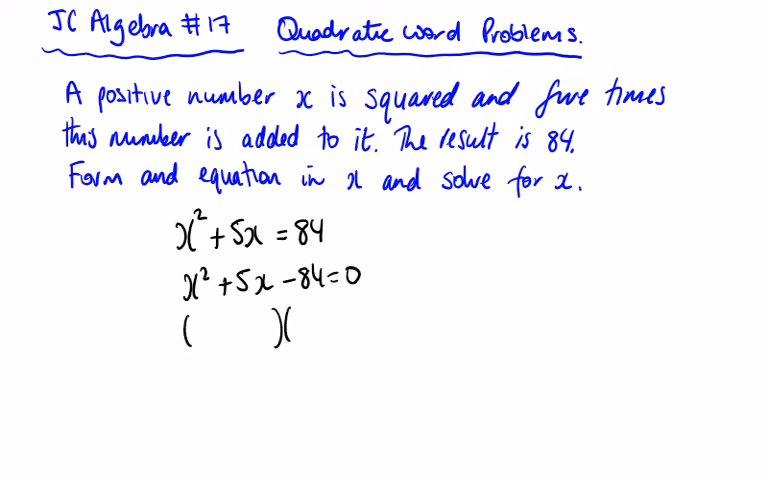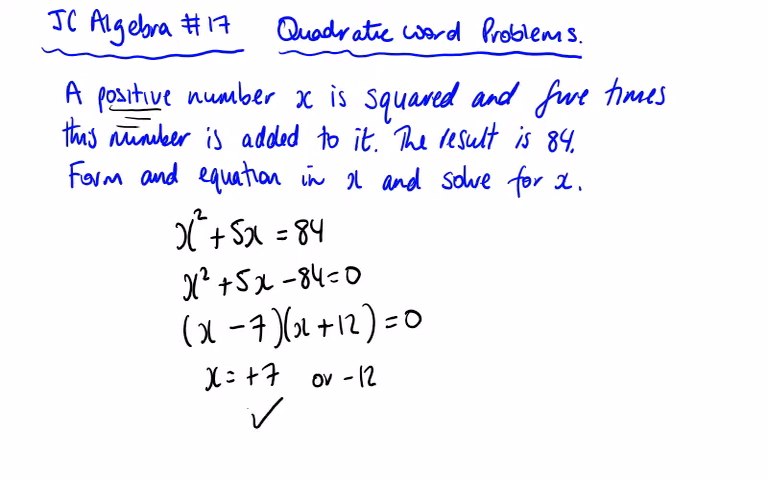Two numbers that multiply to give 84 and add to give 5 are 12 and 7. And we want a plus 5x, so the 12 has to be a plus. So x is equal to plus 7 or minus 12. Now, it says a positive number, so the answer is plus 7.